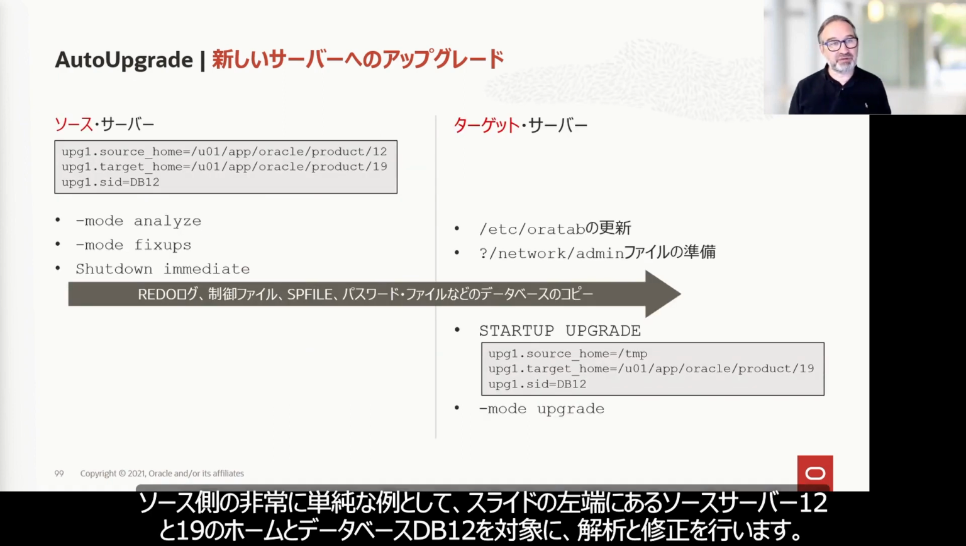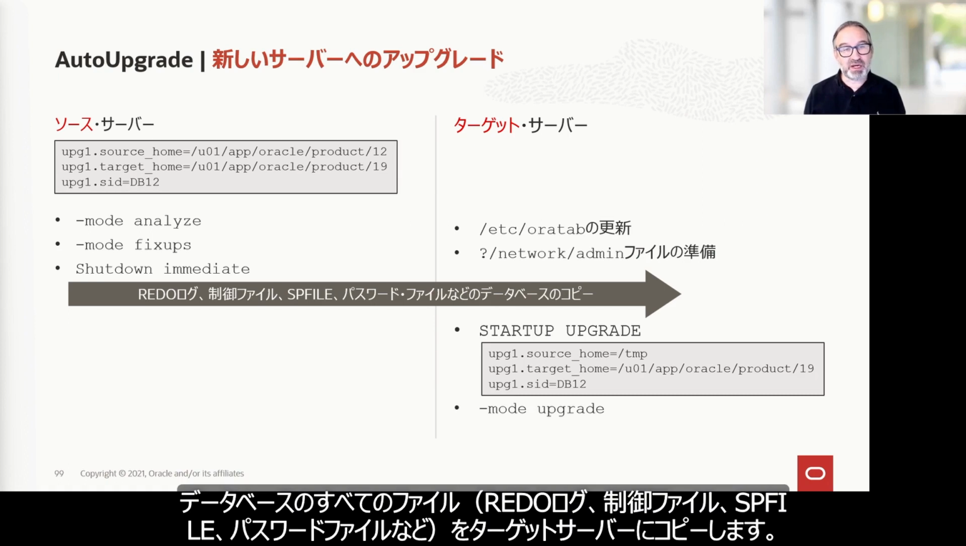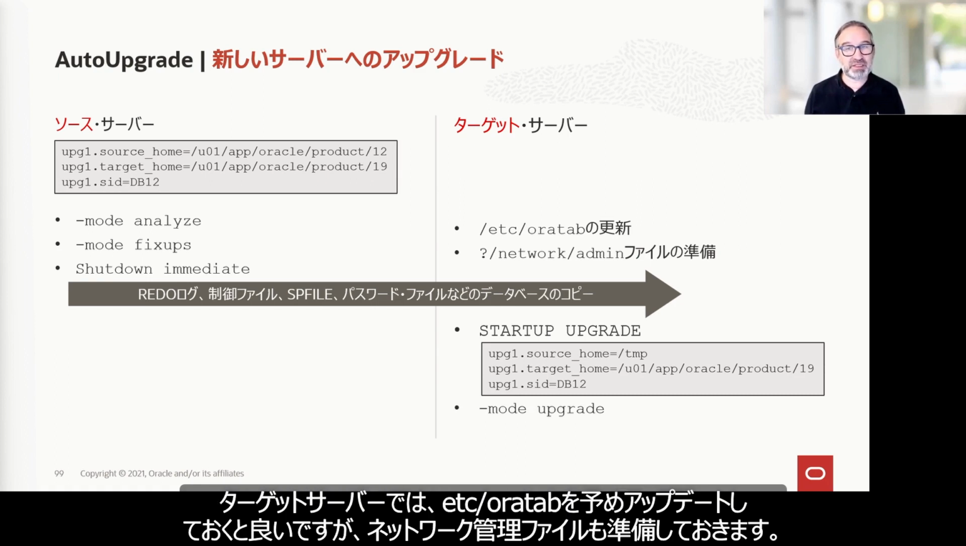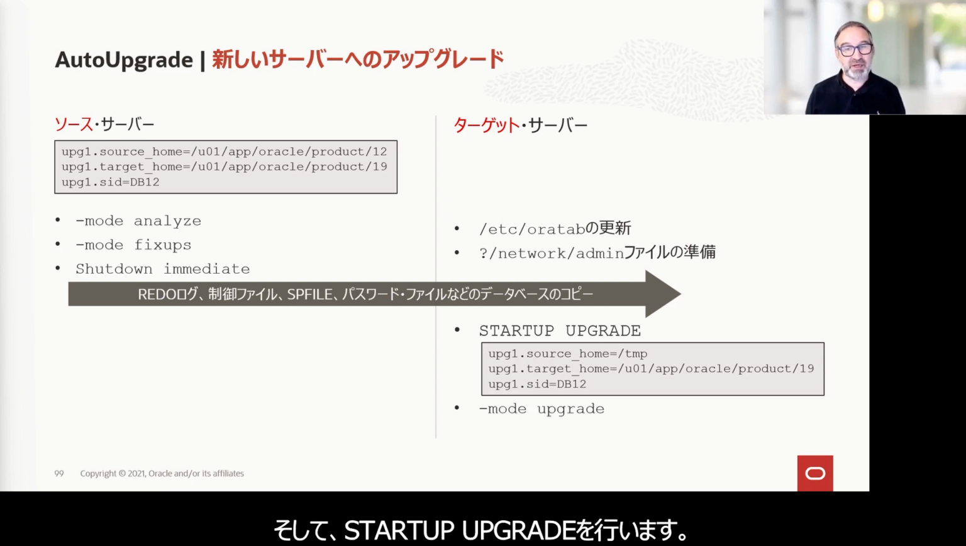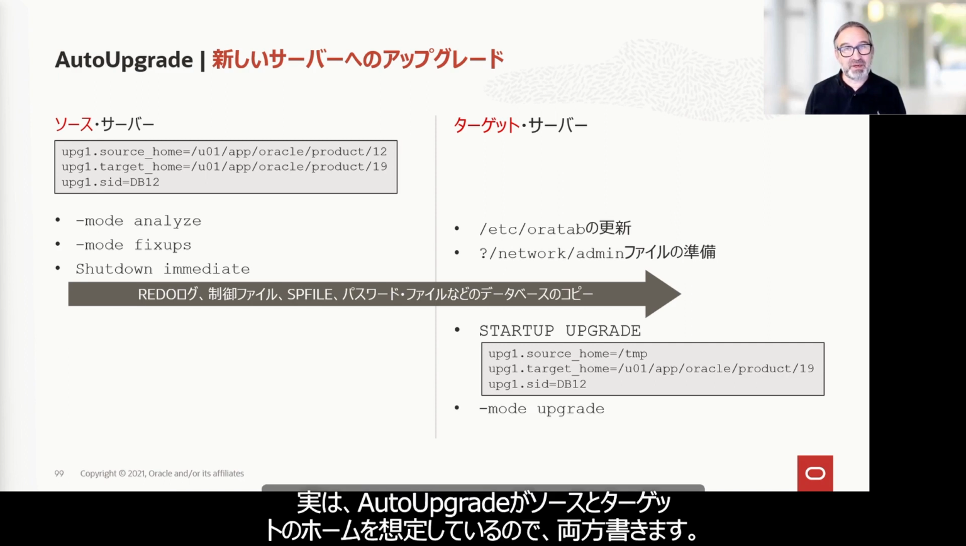So on the source server, a very simple example here, left side of the slide, source server, 12 and 19 homes, database is called DB12 in this case. We run analyze and fixups, then we shut down immediate. I copy all files from my database, including redo logs, control files, SP file, password file, to the target server. On the target server, ideally, you updated etc ORATAB already, you prepared network admin files, and then you do the startup upgrade.